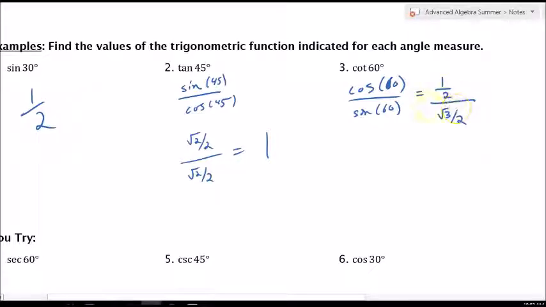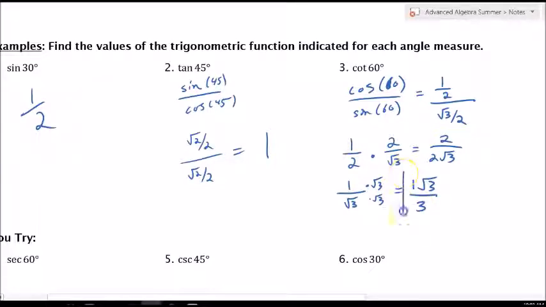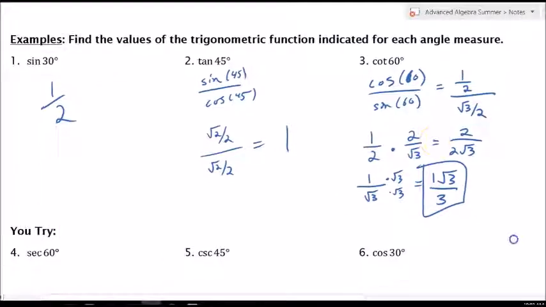So now these aren't the same number, so we can't just cancel. To work with these, I would take my top fraction and multiply by the reciprocal. So I flip over the bottom one. Multiplying across, we get 2 over 2 root 3. Our 2's cancel out, so I'm left with 1 over square root of 3. Getting it out of the denominator, we get 1 root 3, or just root 3, over 3.